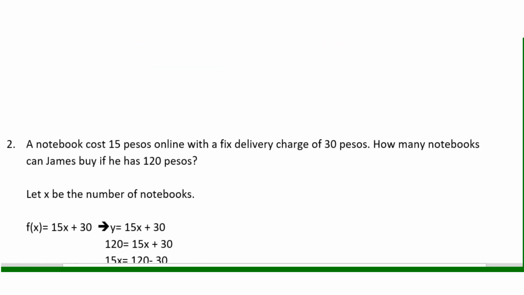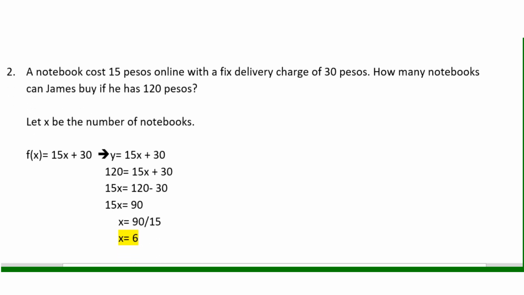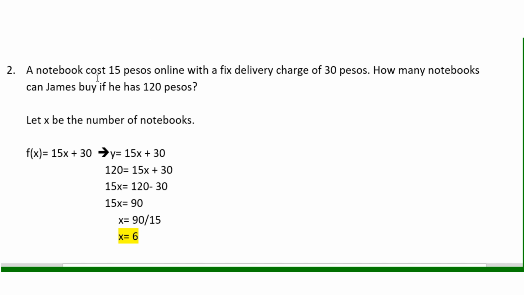example is a very simple linear function example. It says here, a notebook costs 15 pesos online with a fixed delivery charge of 30 pesos. How many notebooks can James buy if he has 120 pesos? So let x be the number of notebooks. Then we have f of x equals 15 times the number of notebooks, which gives the cost of the notebooks, plus the 30 delivery charge.